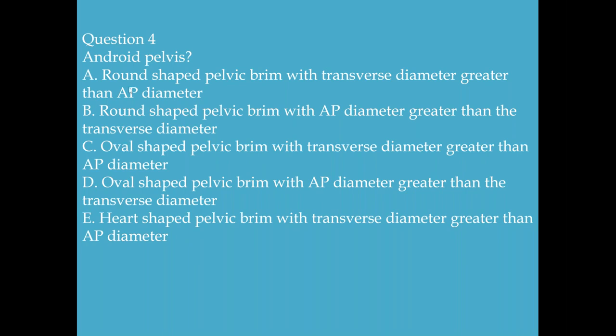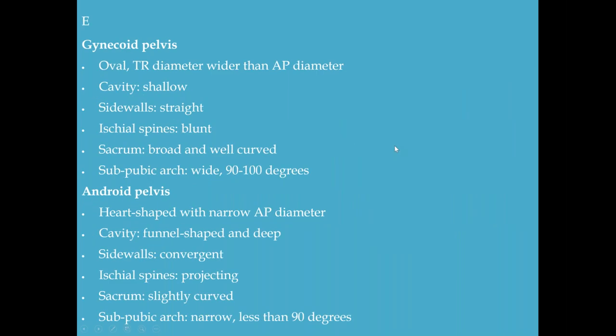The answer is C. It's Android. No, E. The Android is E, heart shaped pelvic brim with a transverse diameter greater than the anterior posterior diameter. Heart shape is related to the Android. The oval one is the gynecoid. This is the Android pelvis. So the answer is E. We said before the Android pelvis is heart shape.